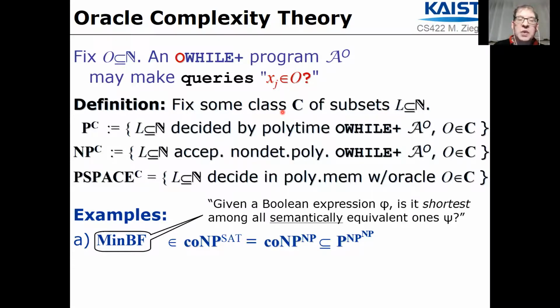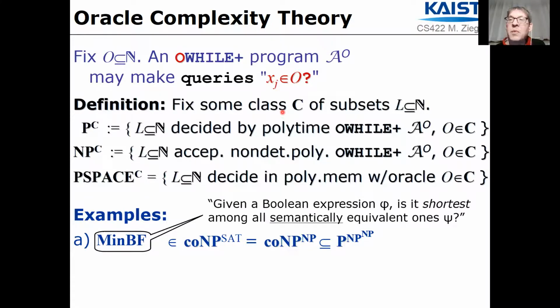So what is minimizing Boolean functions? The following decision problem: given a Boolean expression, the kind we already talked about in the satisfiability problem, is it the shortest Boolean expression among all those that are semantically equivalent to it? So consider another Boolean expression psi, which has the same truth table as phi, but somehow its encoding length is shorter. Then the two are semantically equivalent.